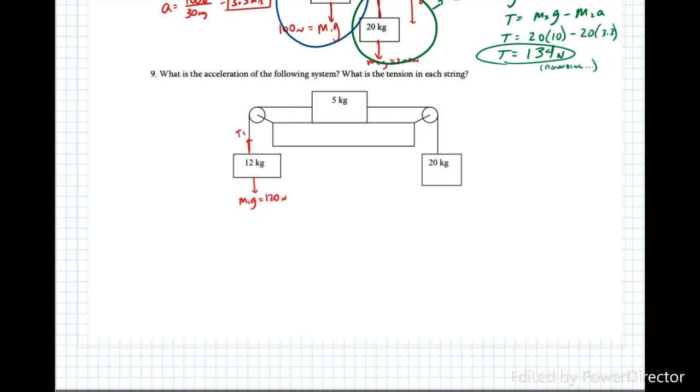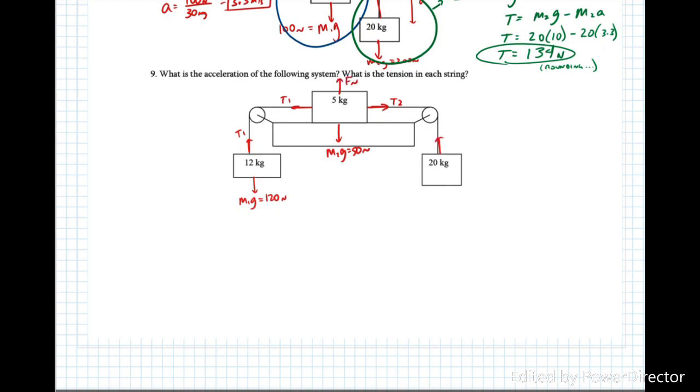Pulling up, we have tension, and we're going to call it tension 1 because I see that there are 2 strings. We're going to move on, do the same thing to the 5 kilogram mass. I see a string pulling on it, so I know that one tension is pulling to the left, another tension is pulling to the right. The weight is pulling down. We write that as m2g. That's going to be equal to m2, 5 kilograms, times g, 10 meters per second squared, 50 newtons.